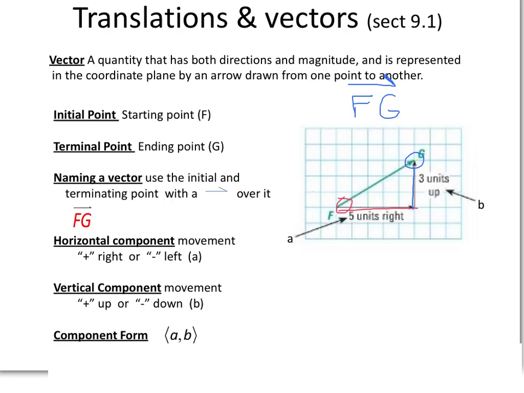So in this particular one, it's saying I want to go 5 units to the right, and then I want to go up 3 units. So when I write my vector, I write <5, 3>. I don't have to put the x's in there, I don't have to put the y's, it's just the two numbers. That means go right 5 and go up 3.